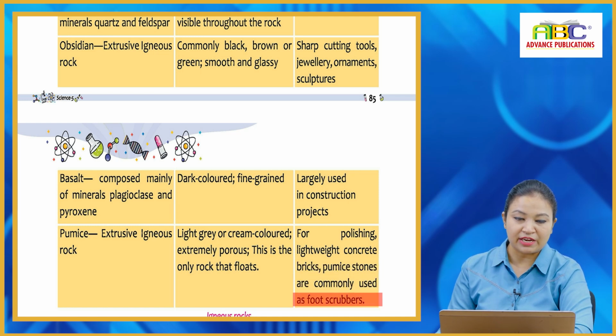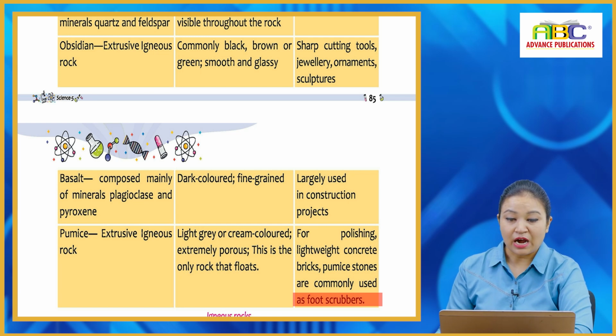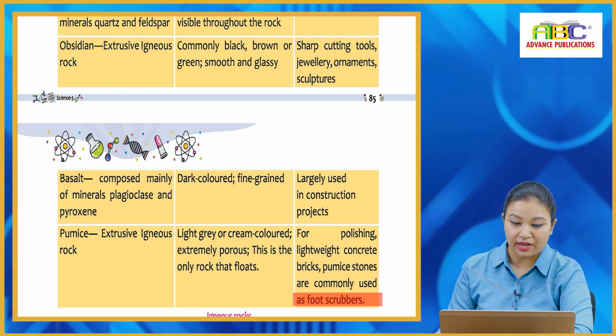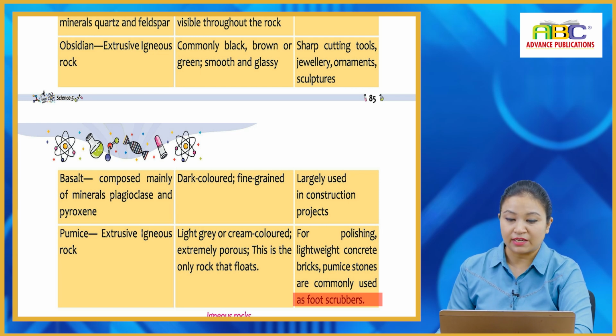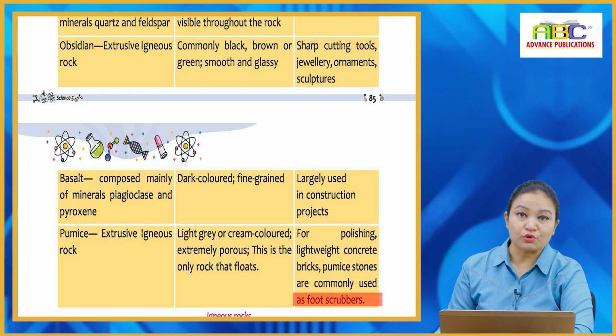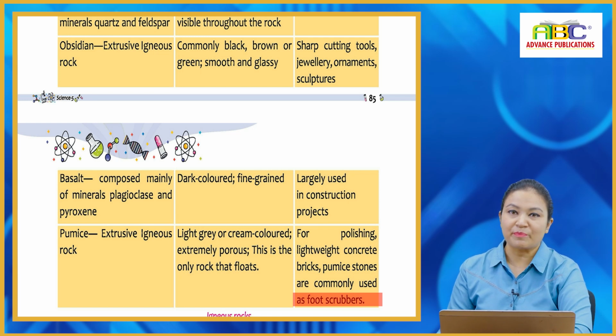So here some igneous rocks and their types are given, like granite, obsidian, basalt, pumice. These are the types of igneous rocks. And about their texture, some are red, some are pink, some are grey and some are black in color. And about their uses, like how you use them for different purposes.